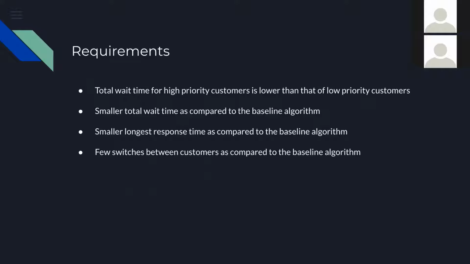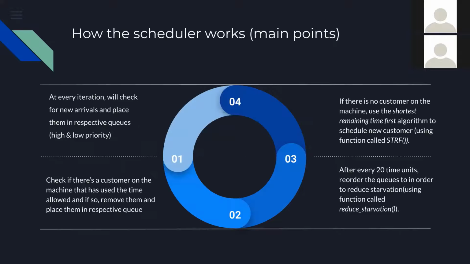The requirement that our algorithm should fulfill is total wait time for high priority customer should be lower than that of low priority customer. It should also have smaller total wait time as compared to the baseline algorithm. It should have smaller longest response time as compared to the baseline algorithm, and it should also have few switches between customer as compared to the baseline algorithm.